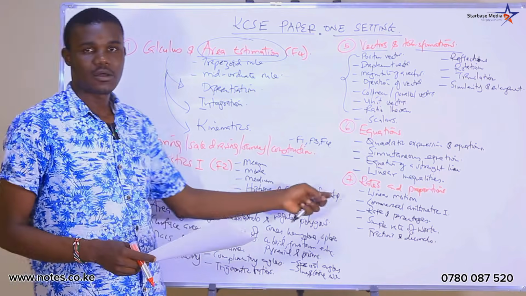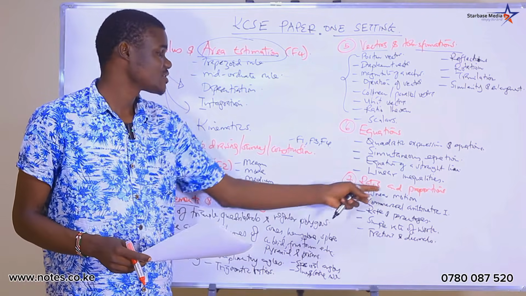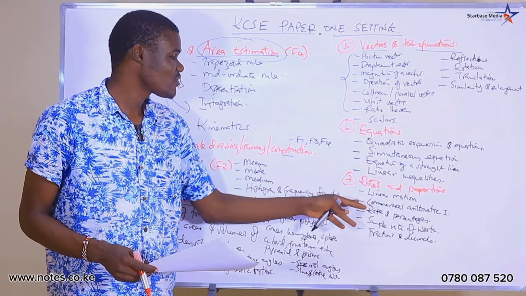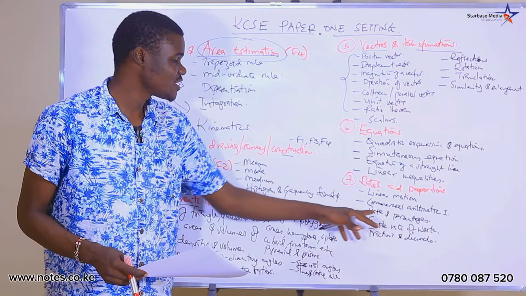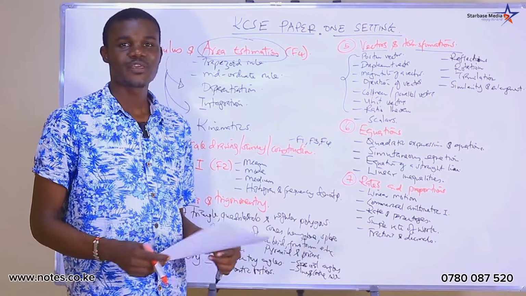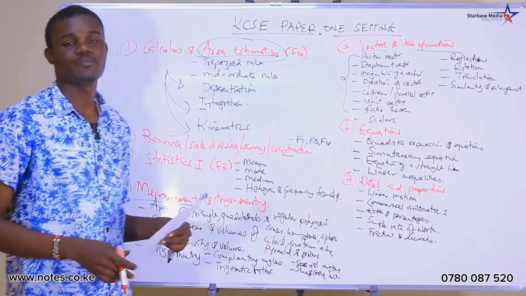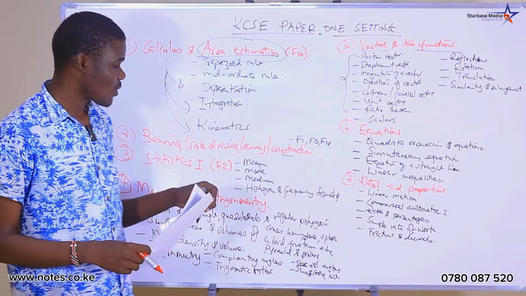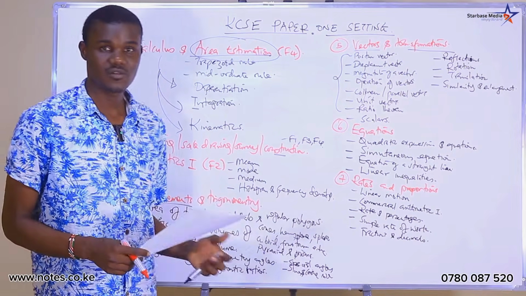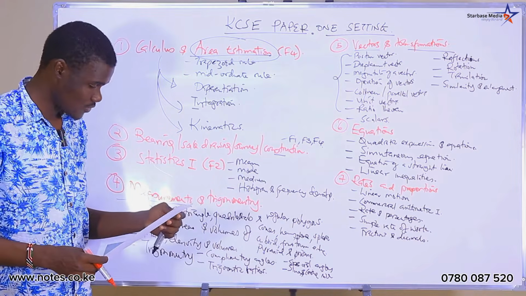They form the bulk of section 1, these rates and proportion, where we have linear motion, commercial arithmetic, rates and percentages, simple rate of work, and fractions. They form the bulk of section 1, paper 1. So before you go into that paper, ensure you have a mastery of the concepts around those areas.